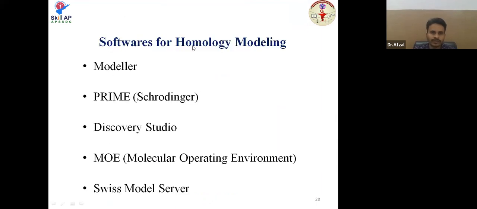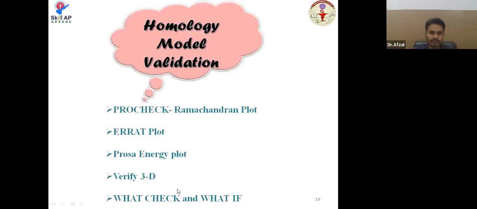And these are some of the software for homology modeling: Modeler, Prime by Schrodinger, Discovery Studio, and we also have Molecular Operating Environment and Swiss Model Server. In this workshop, next Dr. Dilip will take you through how we can use these software, in particular Prime by Schrodinger as well as Swiss Model Server, in order to perform homology modeling. I hope everything is clear, and now I will give the screen to Dr. S. Dilip in order to move forward. Thank you. We'll have questions at the end.